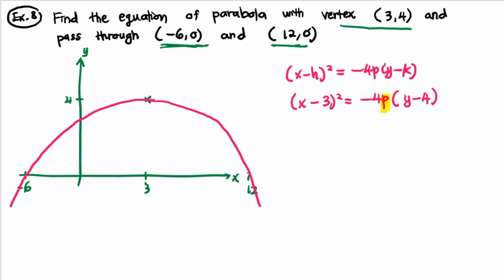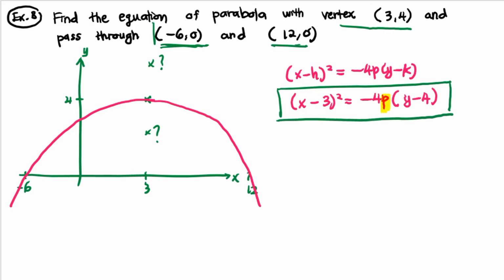How do we find the value for p? Do you know the focus? We don't have the value for the focus. We don't have the directrix. But we know that this parabola passes through these 2 points. So what can we do? We can substitute the values of x and y in this case, and we get the value for p.